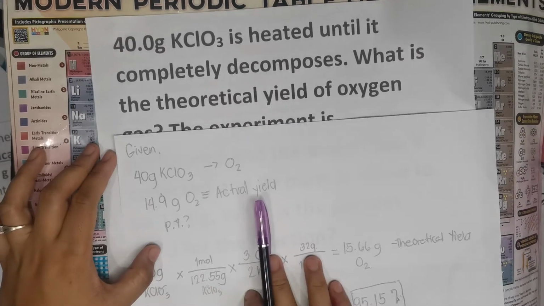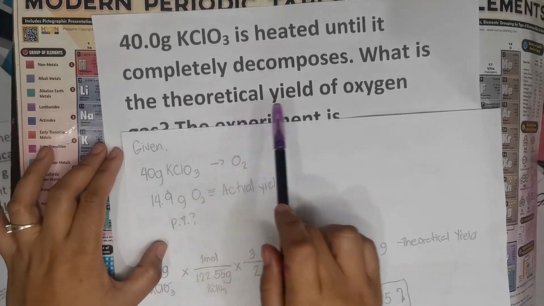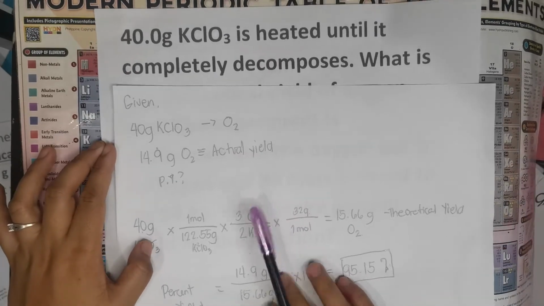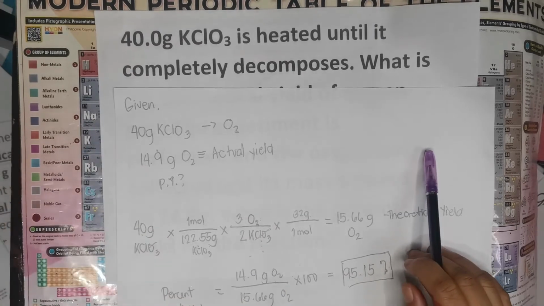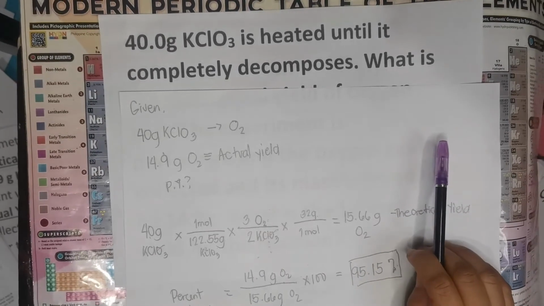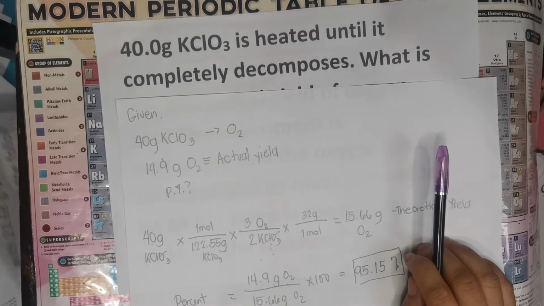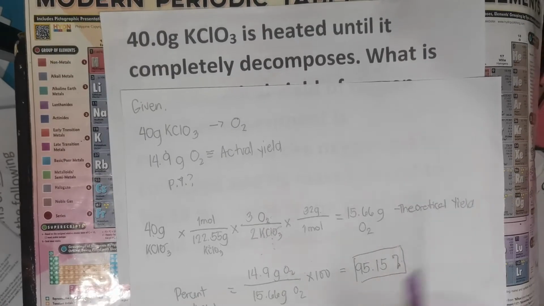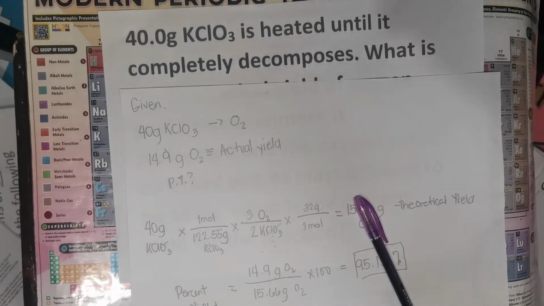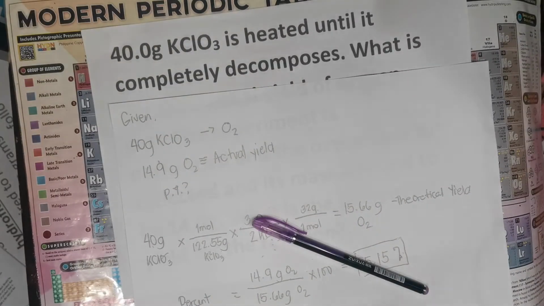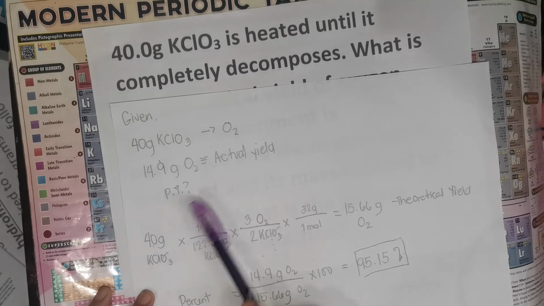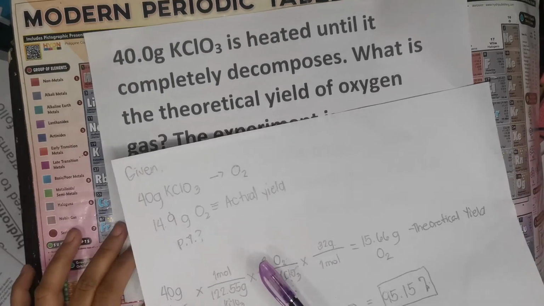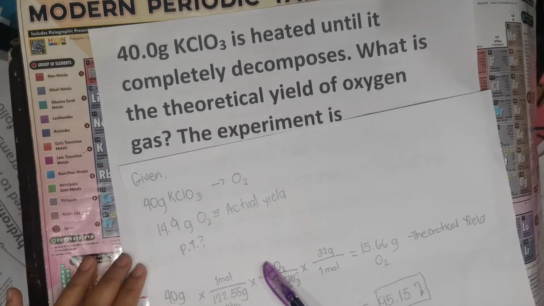Now, we need to find for the theoretical yield muna bago natin mahanap si percent yield. Kasi nga, try to remember ano ba yung formula ni percent yield. Percent yield is equal to actual yield divided by the theoretical yield. So, mahihirapan tayong hanapin. Okay, so from this, we have the actual yield. Now, we're going to find for the percent yield. But before we go for the percent yield, let us go with theoretical yield ng oxygen gas.